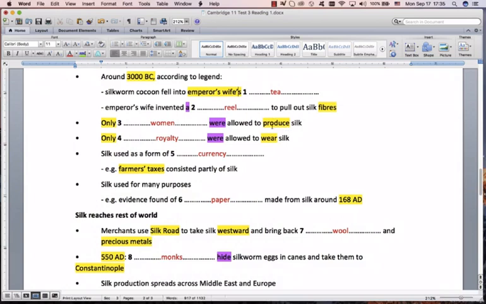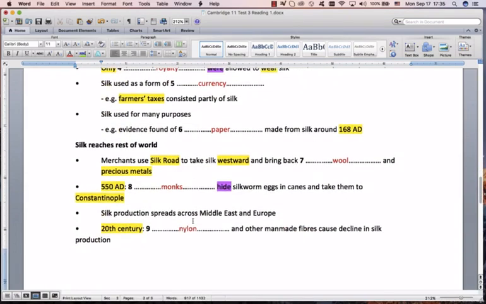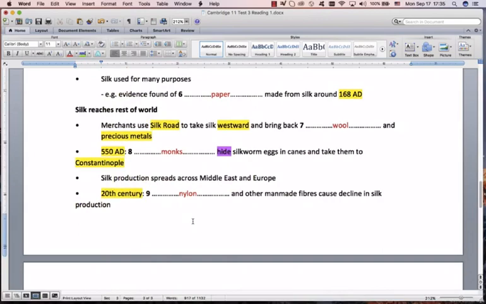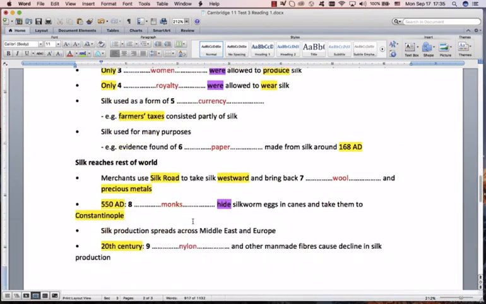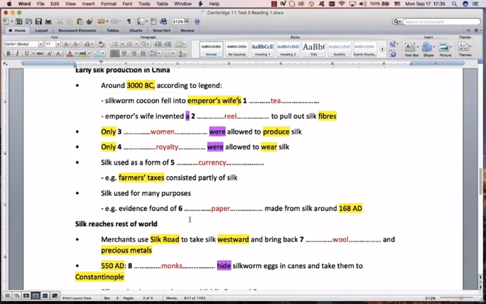If you want to find produce, you must find the synonym for produce. If you want to find only, you must find only. All right, so not too bad, but I think maybe 6. Some of you could even get 8 out of 8 there. Not too bad. But 6 would have been a good score. Right, true, false, not given.